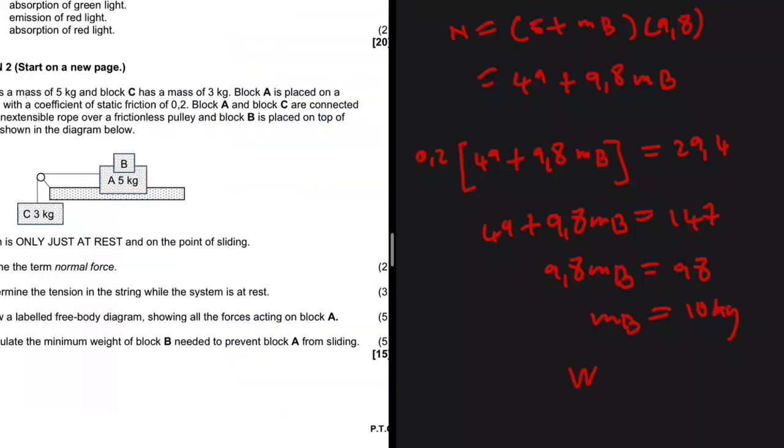Okay, so the minimum weight will therefore be 10 multiplied by 9.8, which is just 98. Yeah, 98 newtons.